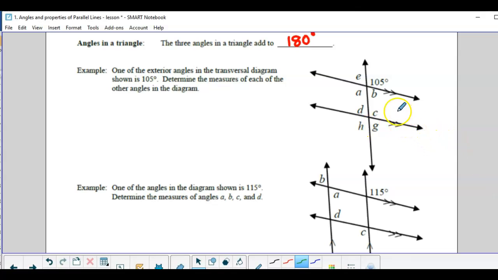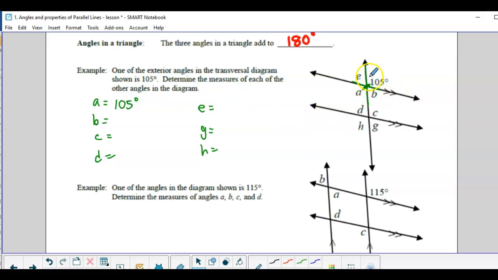One of the exterior angles is given to us, 105. Determine the measures of each of the other angles. So we're going to have A equals, B equals, C equals, D equals, E equals, G equals, H equals. What I always look at, if you've got two lines intersecting and you know one of the angles, the angle directly opposite, vertically opposite, is also equal. So A is 105.